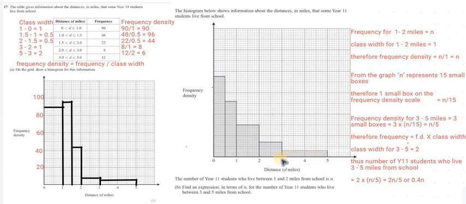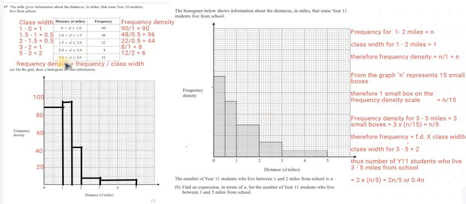Okay, so for 3 to 5, that's 1, 2, 3 up. So on the frequency density scale, that's 3 times n over 15. So that's just n over 5. That height is n over 5. If this height from 1 to 2 is n, then that height, which is just 3, that's 15. That one is n over 5. Okay? And that's the frequency density.